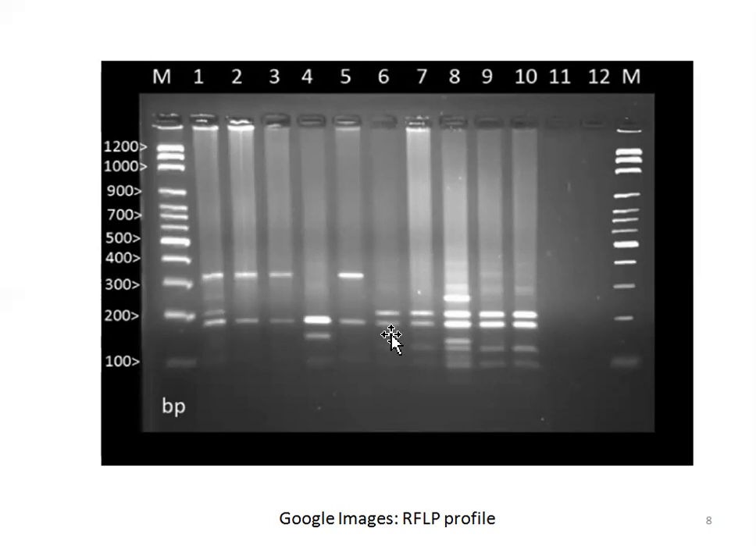So if you see wells 6 and 7, the strain DNA which is loaded in wells 6 and 7 are similar. So these are the same species or the same strains, and they are different from all the others. So in this way you can compare the RFLP profile.